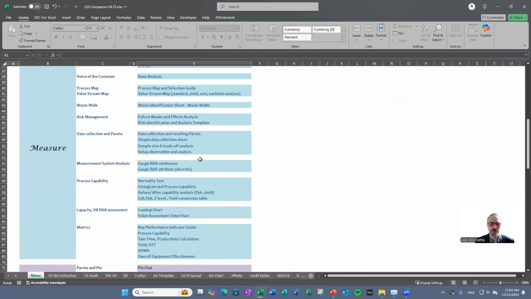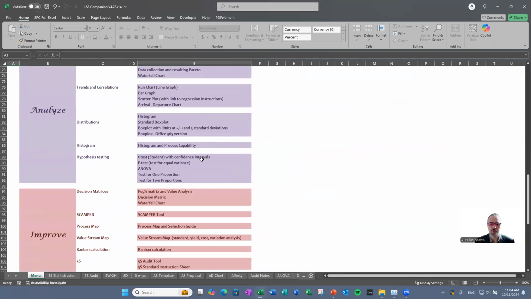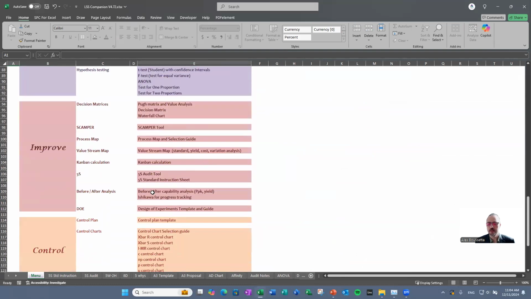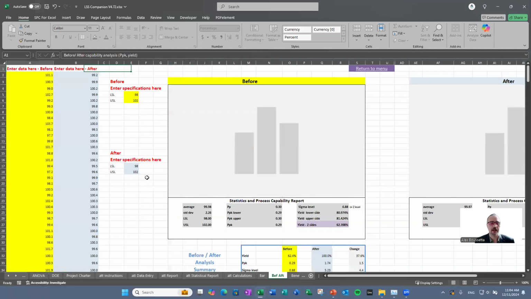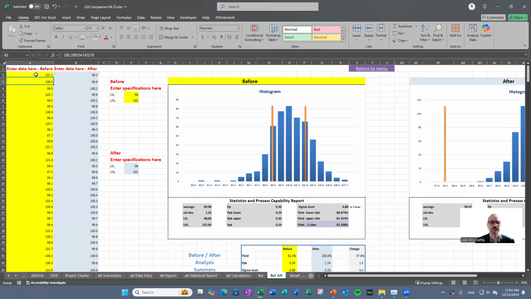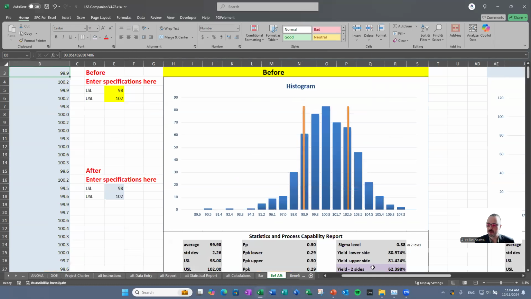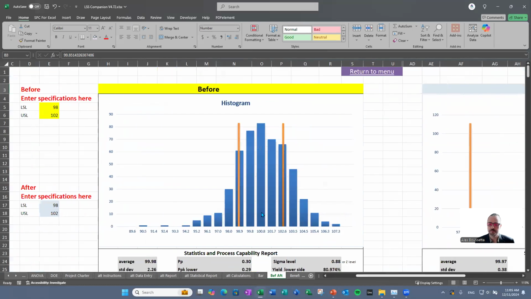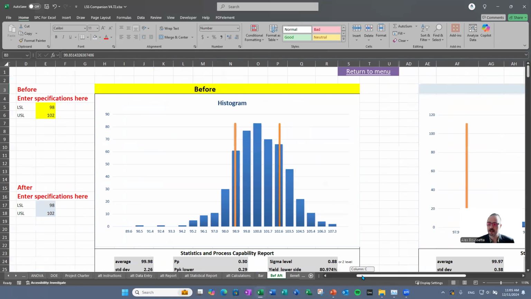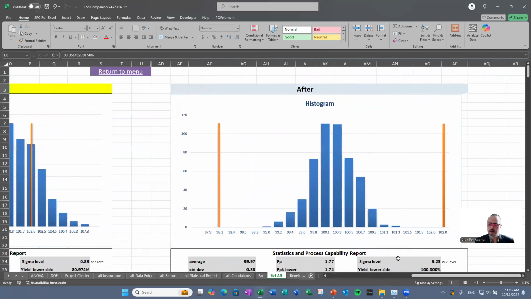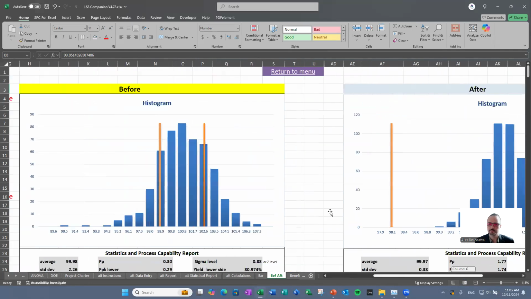I'll return to the menu, and I would like to show you something else in terms of the companion. We also have here a before and after capability analysis. And over here, we have the data before improvement and after improvement. So if you look at the histogram, this is the same one that we've seen before. So we do have problems. And after our improvements, we can see here that it is much better. So we have our 98, our 102, and we see that we quite reduced variation over here.